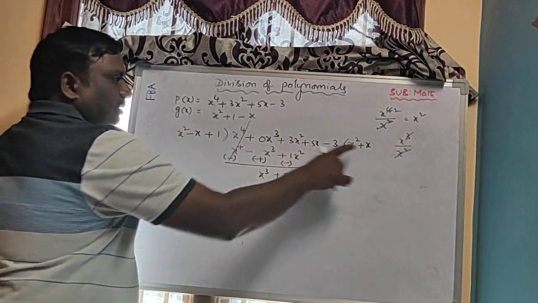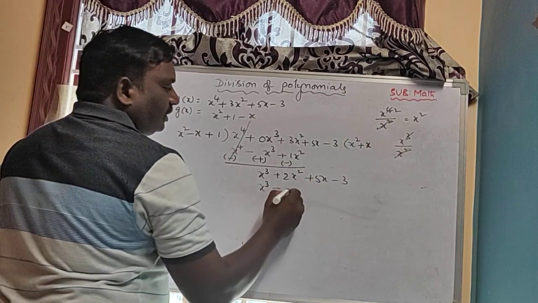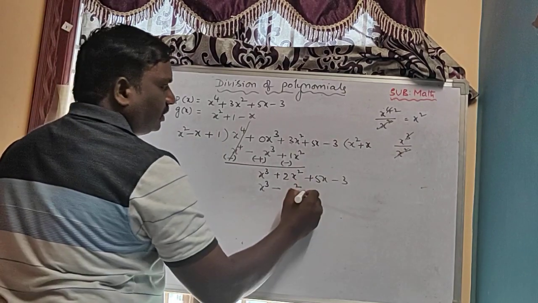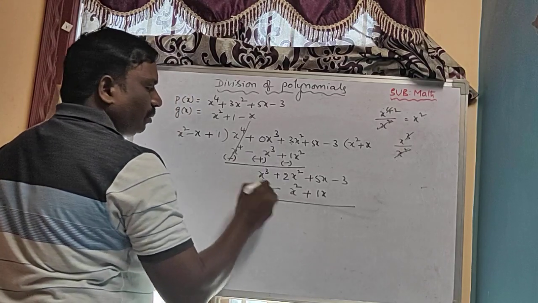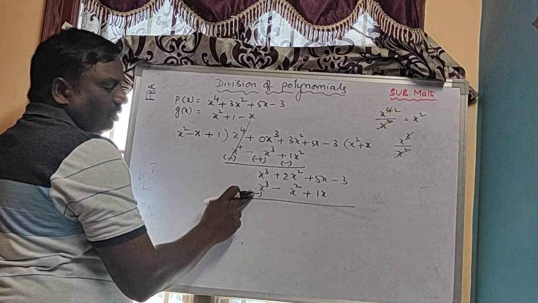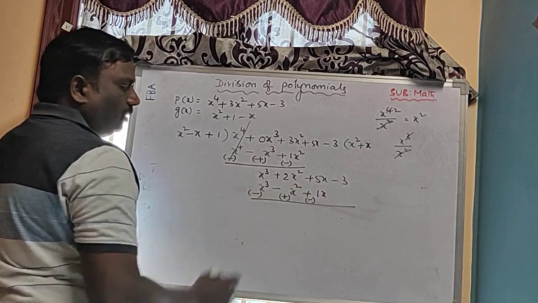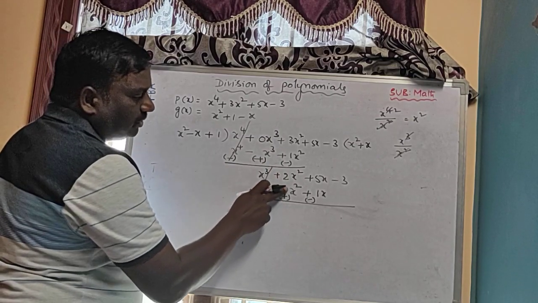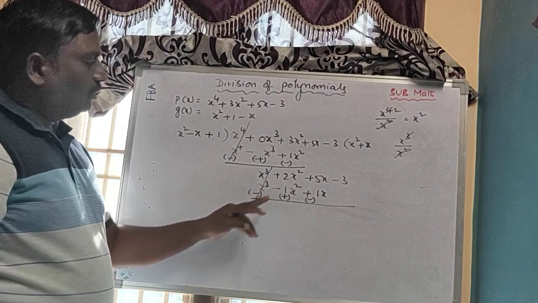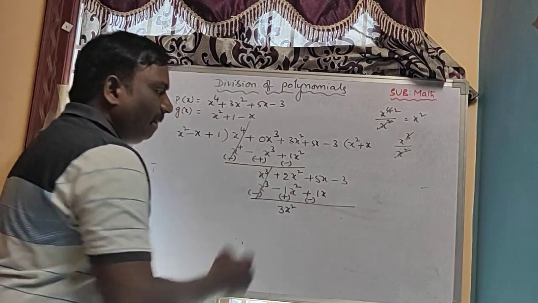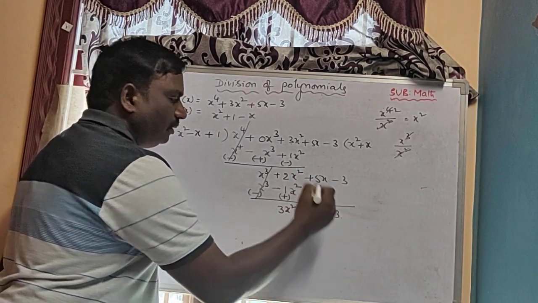Plus into plus is plus, x square into x, x cube. Minus into plus is minus, x into x, x square. Plus into plus is plus, 1 into x, 1x. Do the subtraction. When you are doing the subtraction, symbols will change. A plus sign will become minus sign, a minus sign will become plus sign. So both will cancel. Plus 2 plus 1, if there is no coefficient it means 1, so that is 3x square. Plus 5 minus 1, that is plus 4x minus 3.